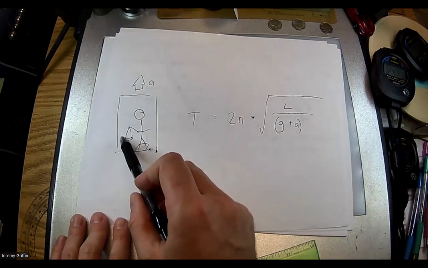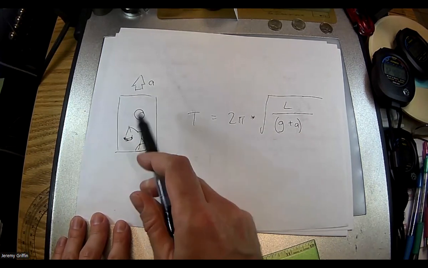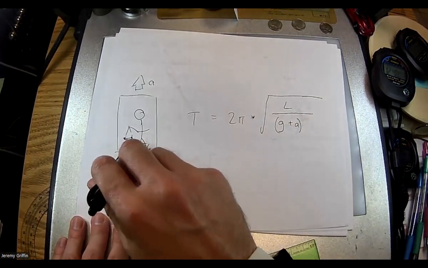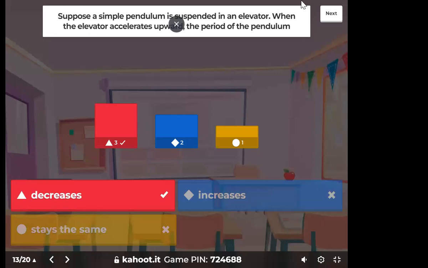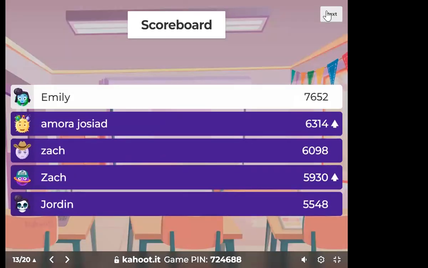Like in a regular elevator, if you're at rest, maybe it's like swing, swing, swing. Now this whole thing's accelerating upward, and it's like swing, swing, swing, swing, swing. Now it's going back and forth really fast. That's a decreased time period, or say an increased frequency. I got Jordan, Zach, Amor, Josiah, Emily.